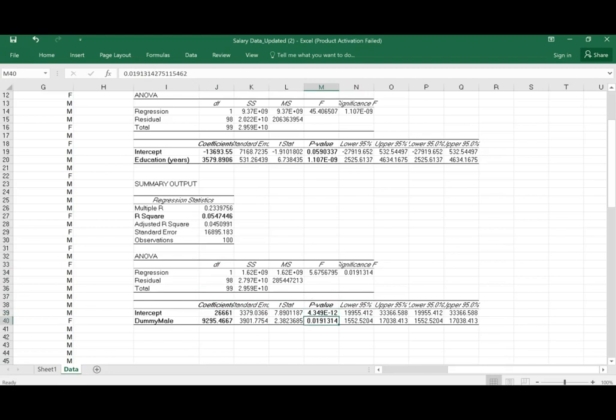So both of these coefficients have p-values that are very, very small. So, yep, we've got statistical significance at the alpha equals 0.05 level of significance, right? But I want to think about this intercept coefficient and the dummy male coefficient, 9,295 and the intercept, 26,661. Those are useful. Let's take those values back and write this out to see why they're useful.